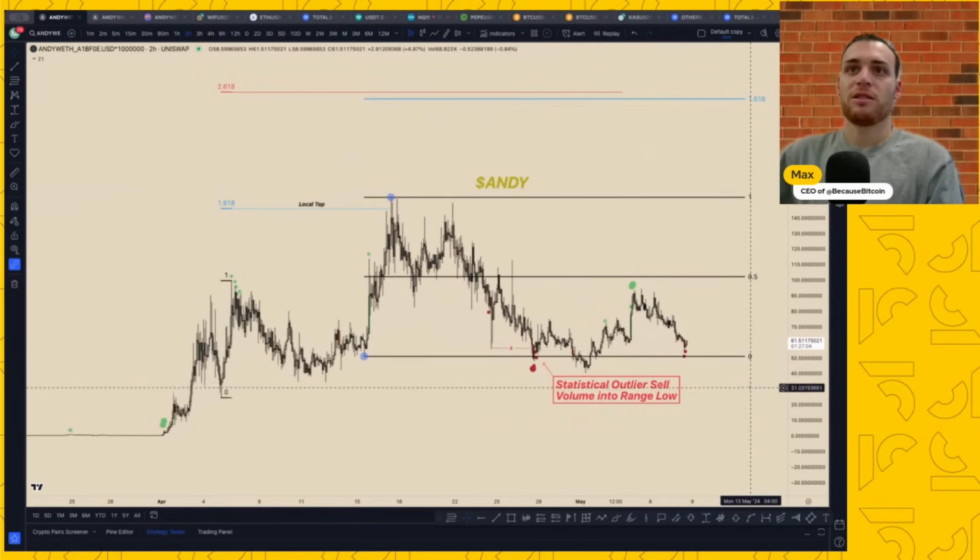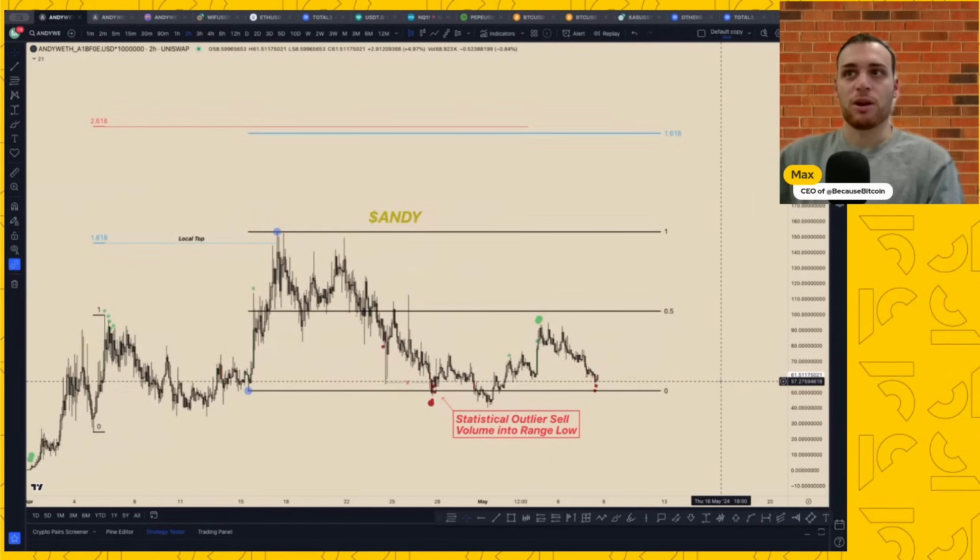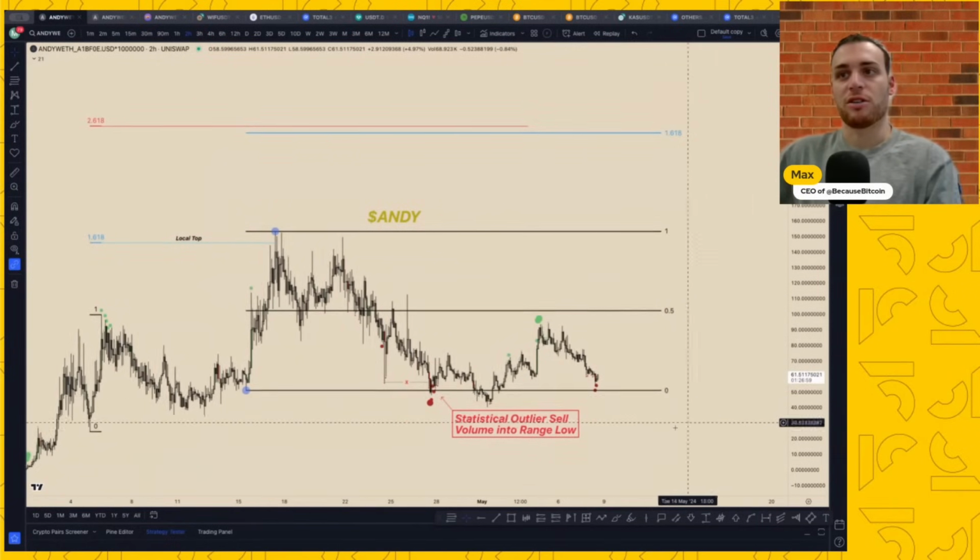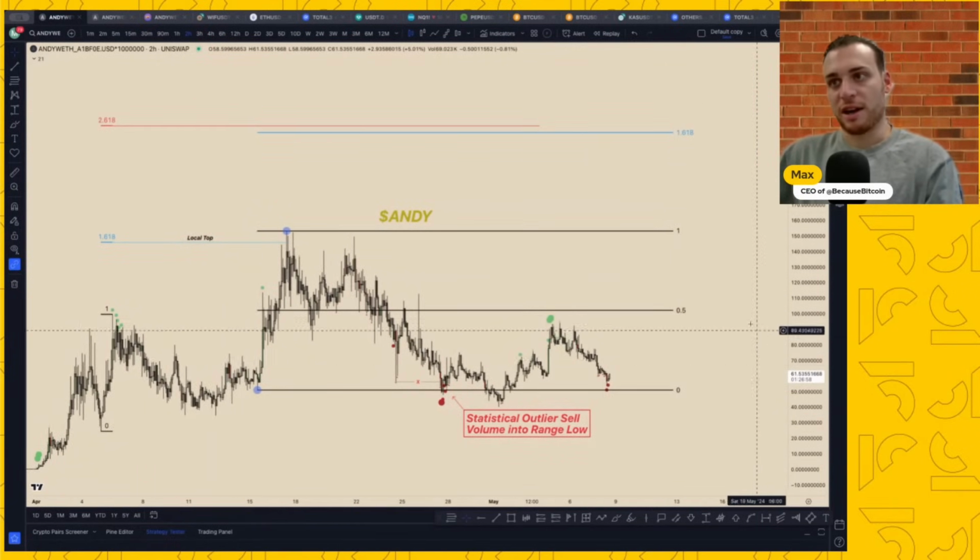So, assuming that the market in general can recover from these levels and actually start to move up, which we're going to get to in a second. I'm looking at Andy here and I'm saying, we've been basically ranging here for quite some time. We're at a high time frame support level.